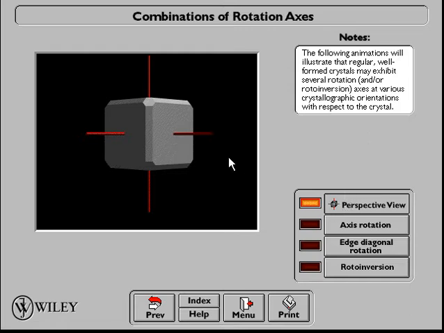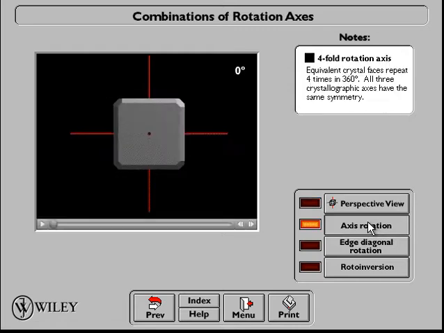So here we have now the perspective view. We have here a square or a cube, and then we have an axis going through here, an axis goes through here, and here an axis goes through. And now we are making our first exercise, which will show us something about axis rotation.